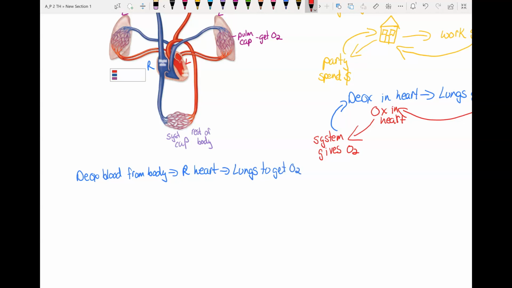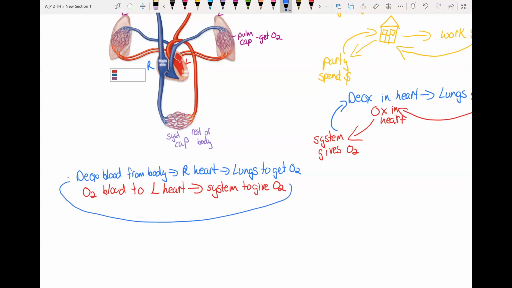Then you have oxygenated blood to the left heart. Then the left heart pumps it out to the body where it will give oxygen. Then it returns, becomes deoxygenated, and returns here to the right side of the heart.